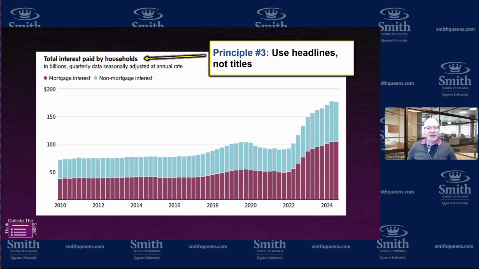Principle number 3 is to use a headline for your visual and not a title. A headline is like a newspaper would write a headline, and it communicates what the key message is. Unfortunately, here they have just simply used a title, total interest paid by households. It does not communicate any of the message, and I believe it's important that the headline communicates that message.